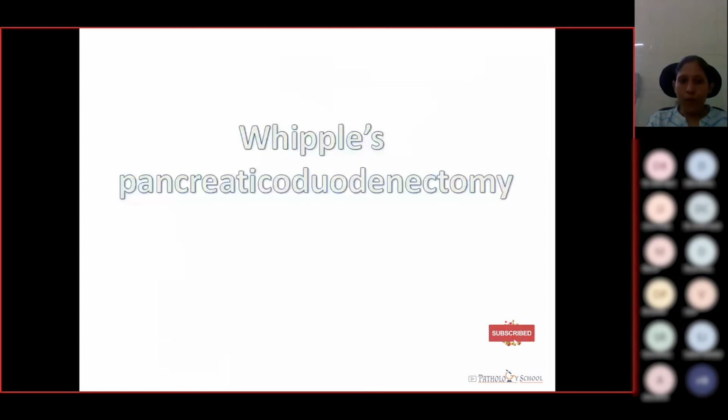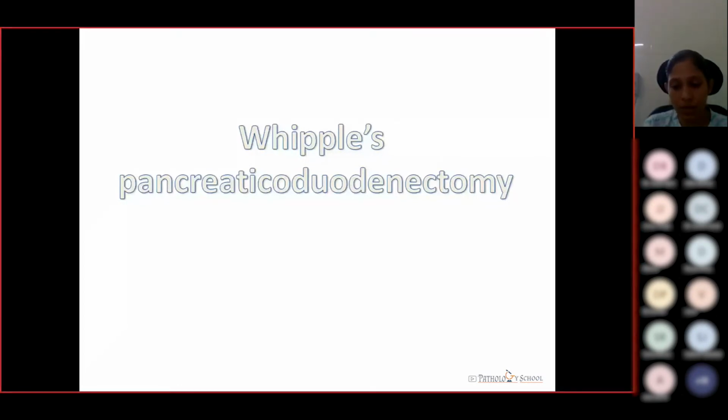So, I hope the concepts are the same for low anterior resection. The trick is to identify the peritonealized and the non-peritonealized area and do a proper lymph node dissection. So going ahead, another specimen which I feel needs to be addressed is the Whipple's pancreaticoduodenectomy.